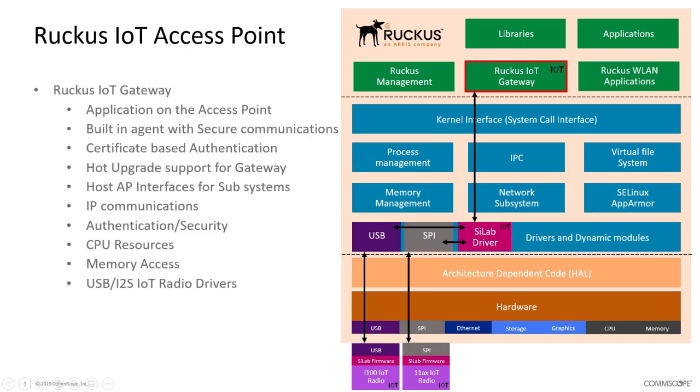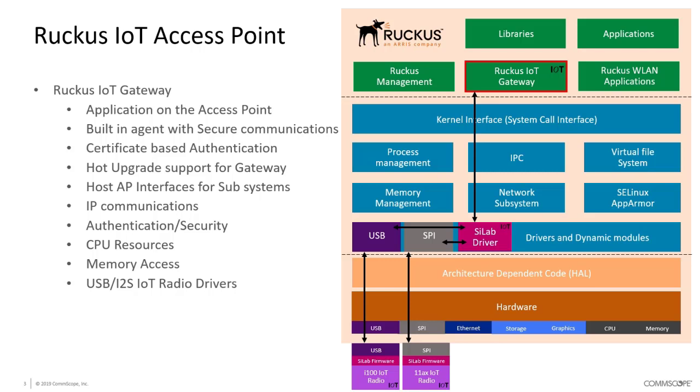So as we look at the IoT gateway itself, the key thing to understand is that the agent that is running within the IoT gateway is providing a secure connection between the access point, the IoT gateway code, and the IoT controller to provide a secure encrypted communications medium. We provide the security by means of a certificate-based authentication between the IoT gateway application and the IoT controller. But this mechanism also allows us to support a hot upgrade of the gateway.